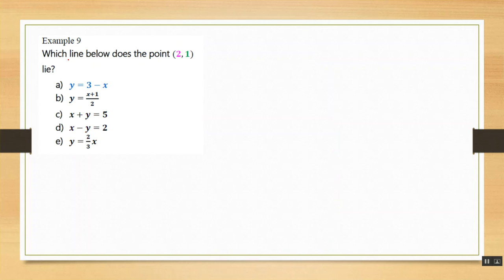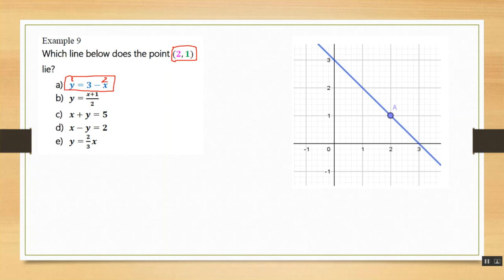Example 9, which line below does the point 2,1 lie on? And you can see that it's this one, a different color. So what that means is when we change x for 2, y equals 1. 3 take away 2 equals 1. You could draw the line of each of these. So draw the graph of each line. 3 minus x looks like this. And you can see that the point 2,1, so when we go across 2, up 1, we get that point.